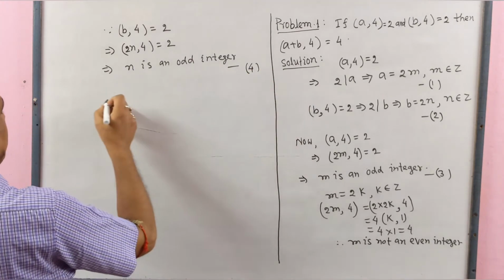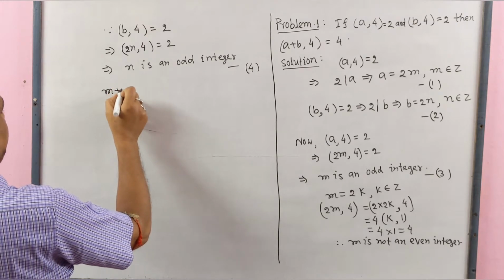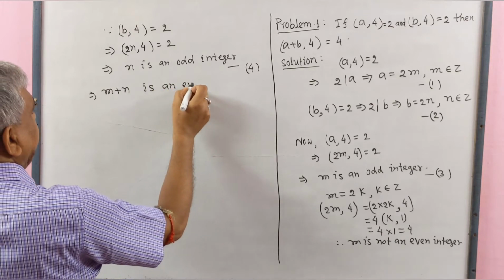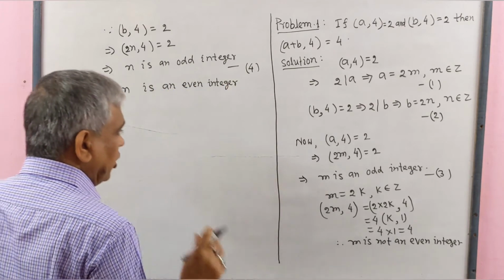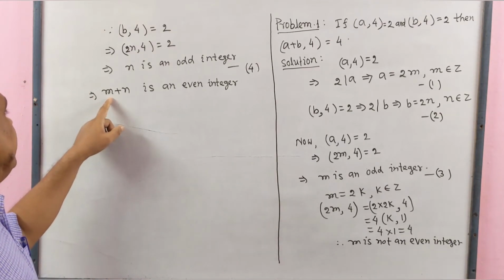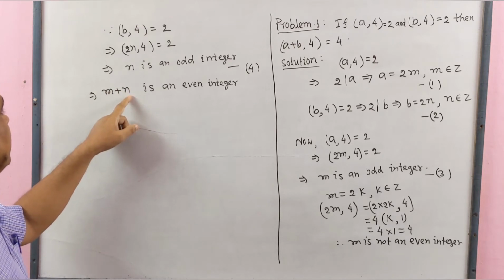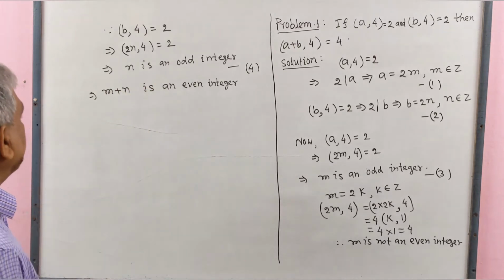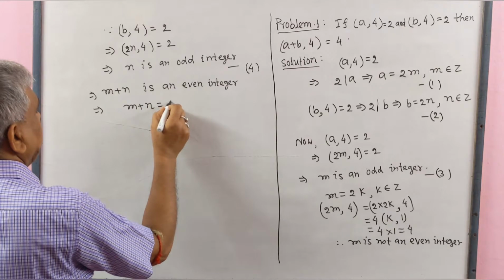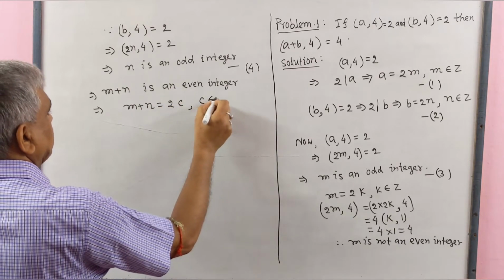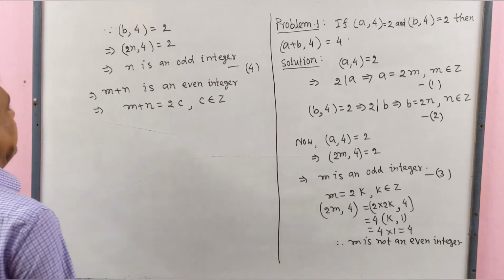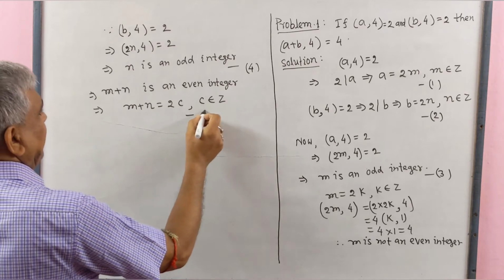From 3 and 4, we get m plus n is an even integer. Since odd integer plus odd integer is an even integer, m is an odd integer and n is an odd integer, their sum is an even integer. Implies that m plus n equal to 2c, C belongs to Z. This is the symbol for even integer. This is number 5.